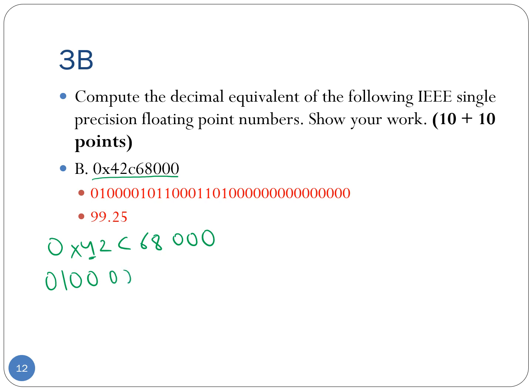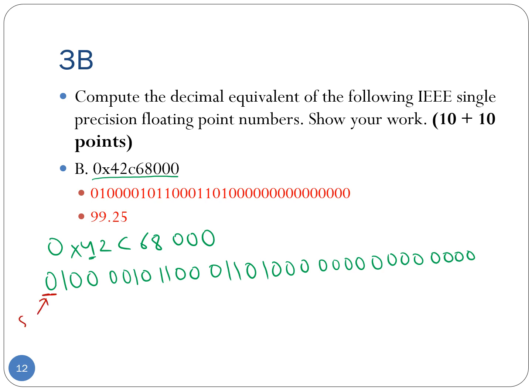So 2 is basically 0 0 1 0, C is 1 1 0 0, 6 is 0 1 1 0, 8 is 1 0 0 0, and then this would be 12 zeros. So basically each zero will translate to 4 zeros, so this is going to be 12 zeros. So from the IEEE floating point format, this is the sign bit followed by 8 bits of exponent and followed by 23 bits of fraction.